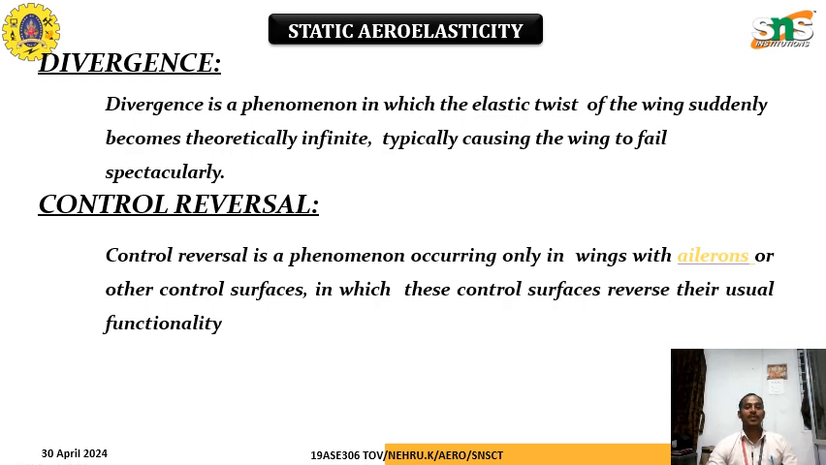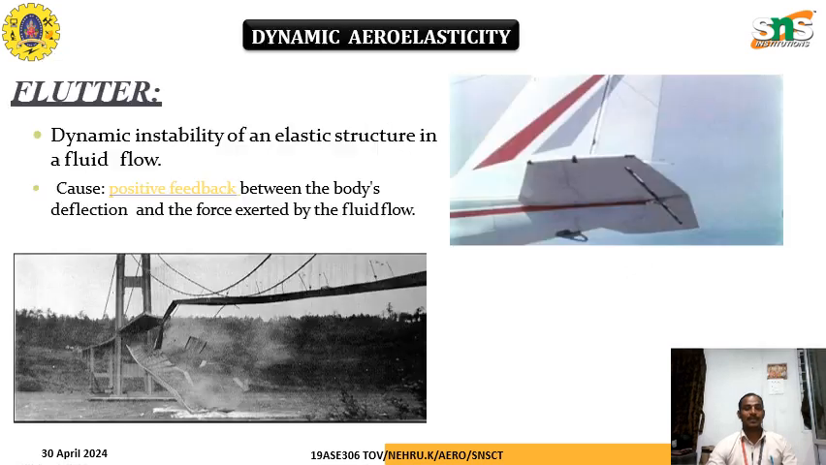Divergence is a phenomenon in which the elastic twist of the wing suddenly becomes theoretically infinite, typically causing the wing to fail suddenly. Control reversal is a phenomenon occurring only in a wing with ailerons or other control surfaces, in which these control surfaces reverse their usual functionality during operation.